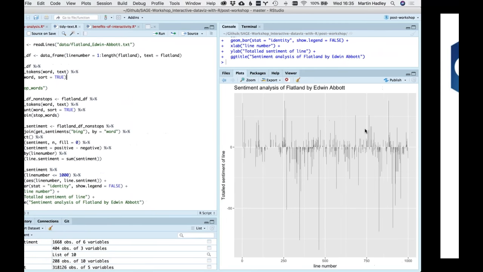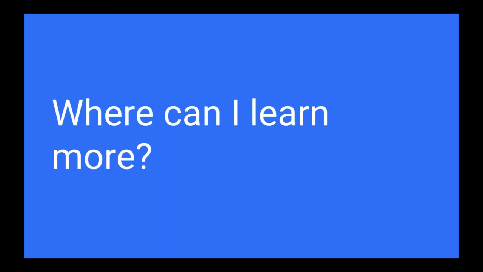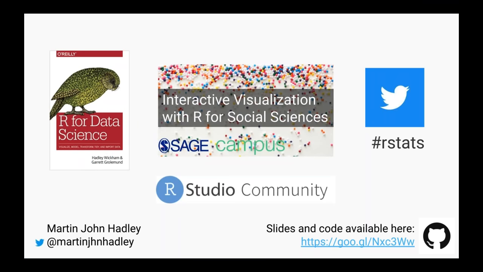So where can you go and learn more about tidytext, about R for data visualization and for using the tidyverse? Well, there are four resources which I'd very much like you to have a look at. The first is the R for Data Science book by Hadley Wickham and Garrett Grolemund, which I mentioned. There's my course on the Sage Campus Library, Interactive Visualization with R for Social Sciences. And this focuses very much on how to work with social science data, how to visualize bar charts, maps, networks, and some other charts as well.